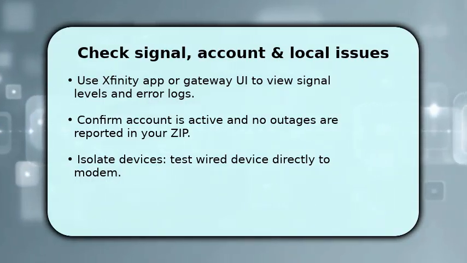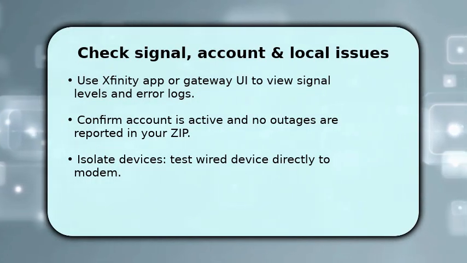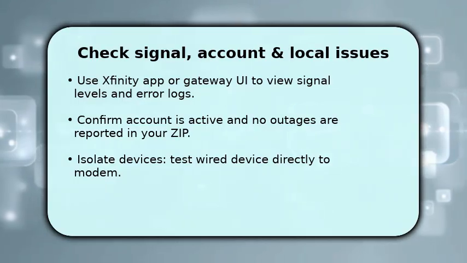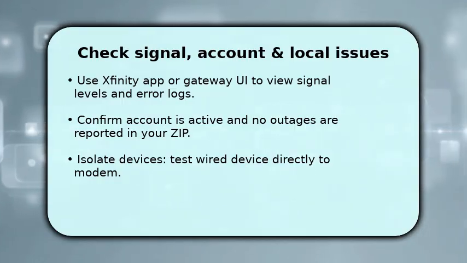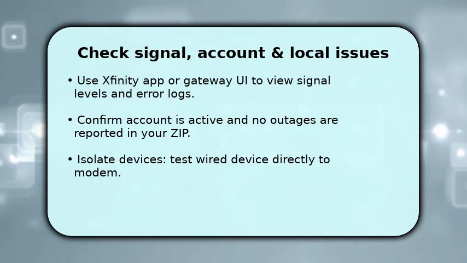Next, confirm your account is in good standing and scan the outage map for your ZIP code. Make sure to connect one device via Ethernet directly to the modem to isolate Wi-Fi versus modem issues. This pinpoints if the problem is wireless congestion or service delivery.